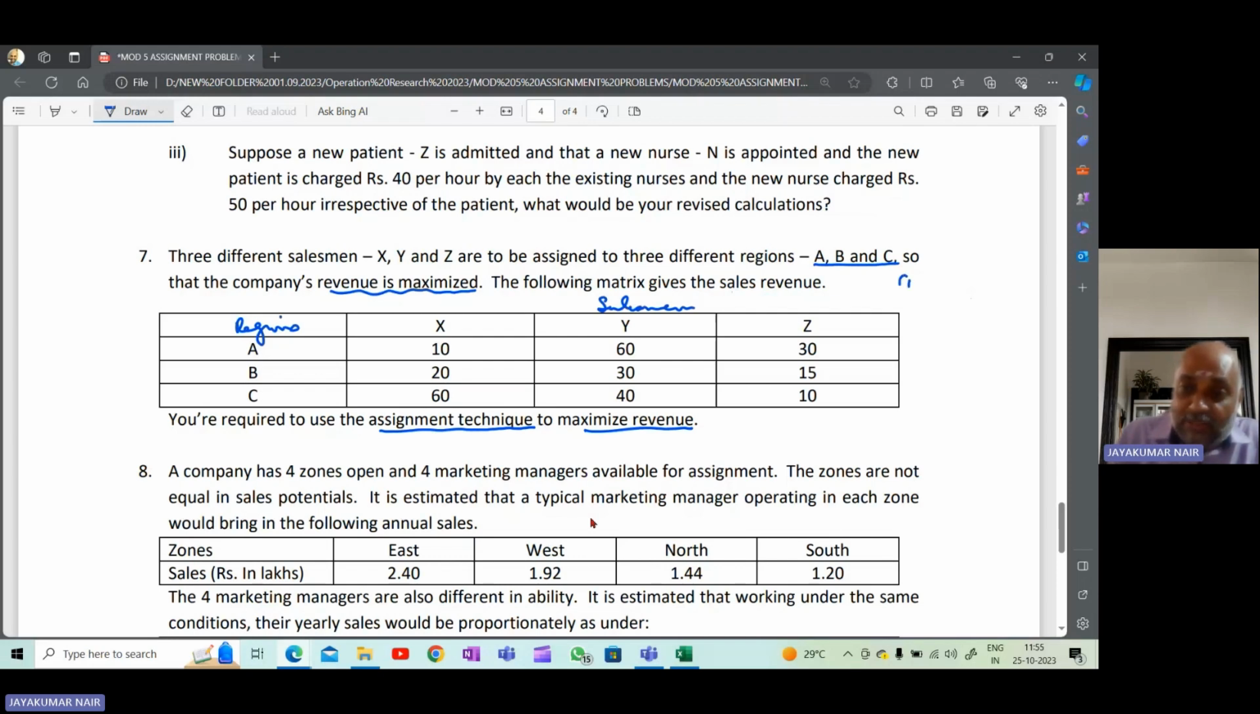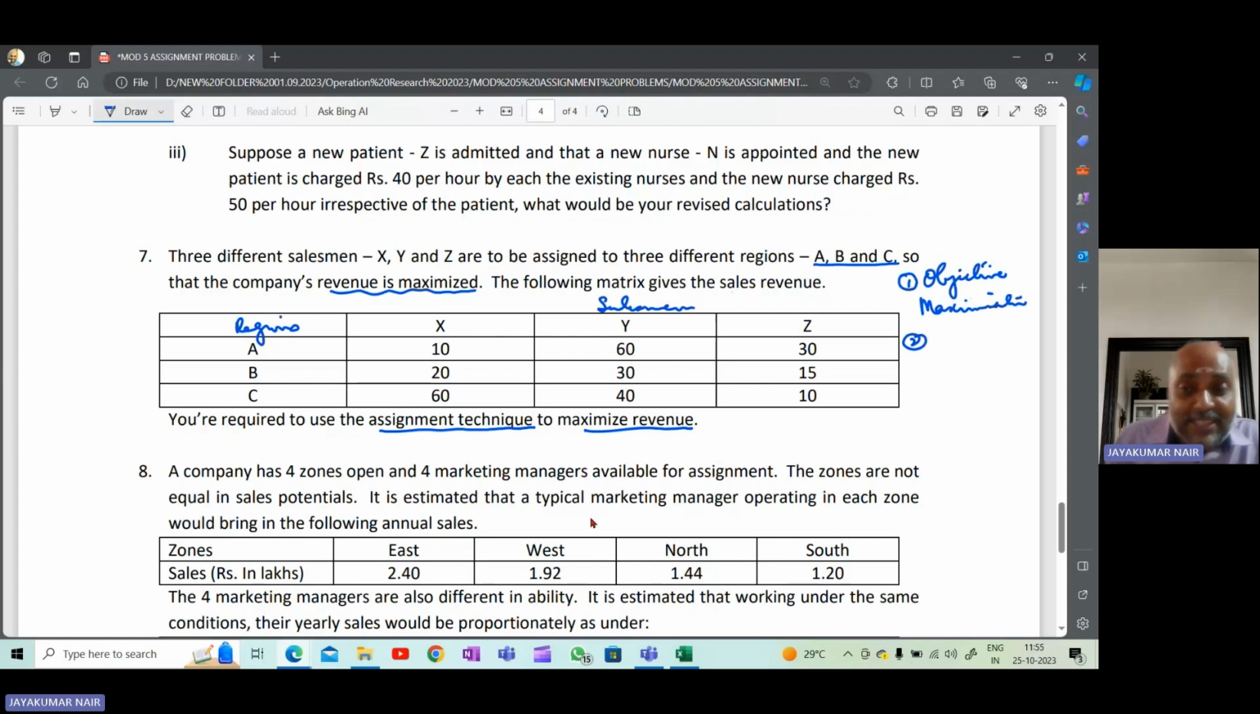So the first step is to identify what your objective is. Now in this question, the objective is maximization. And then the second one is to identify the nature of data. You know that there are three rows and three columns. So the data is balanced, because the number of rows is equal to the number of columns.